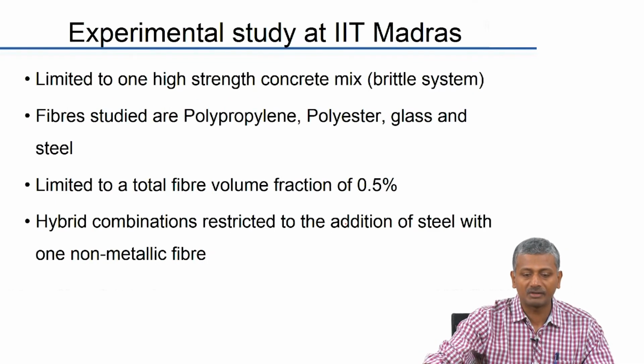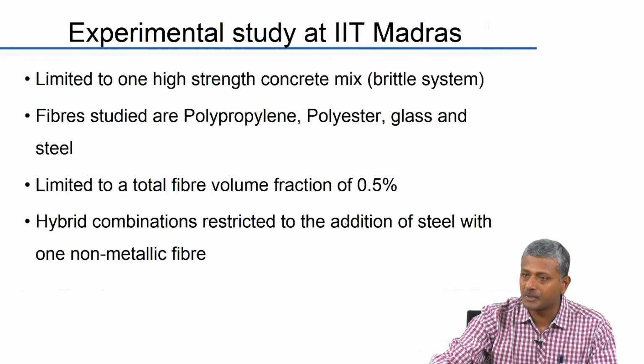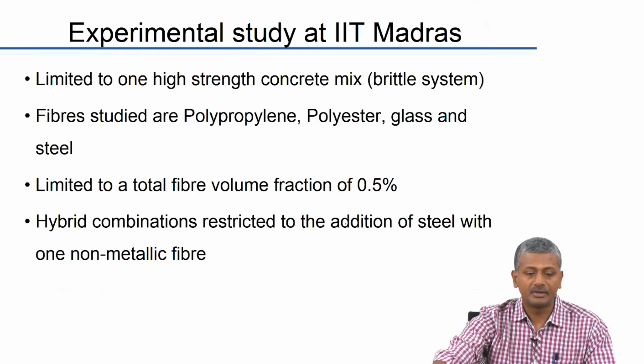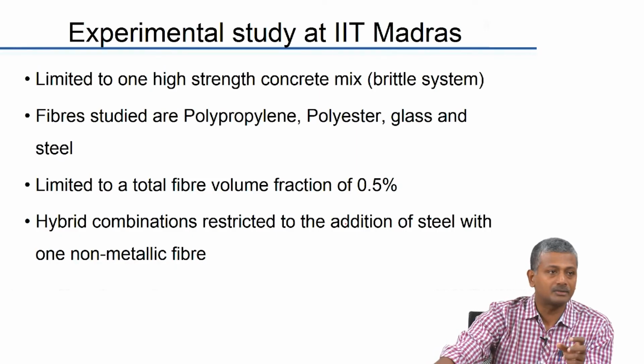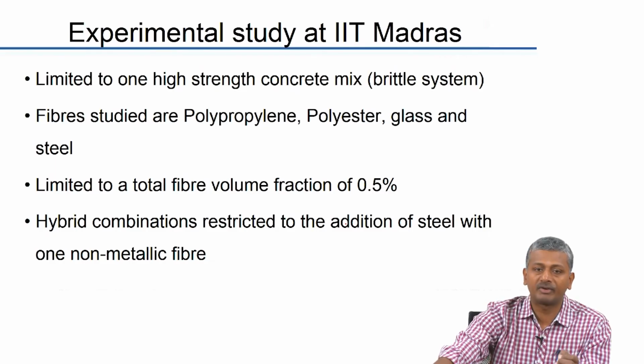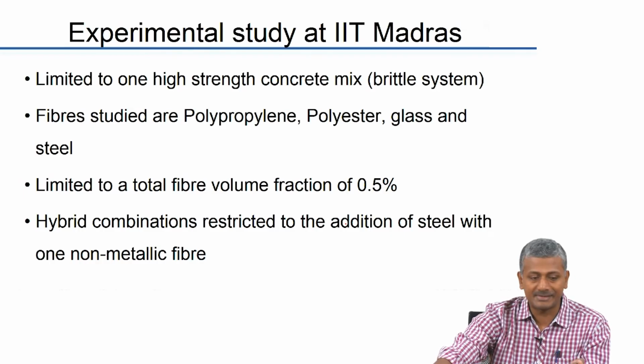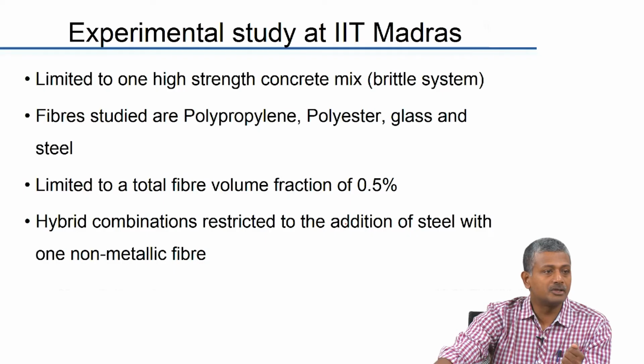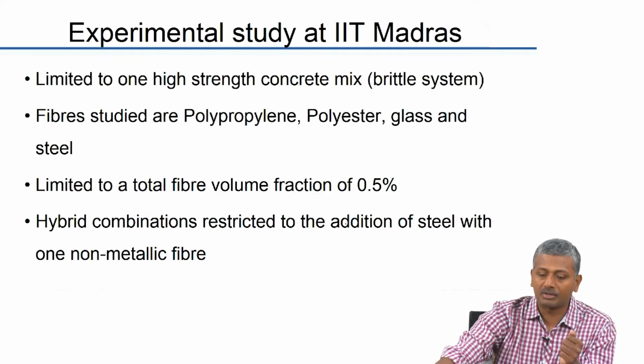So, let us look at what toughness is by an experimental study that we have done at IIT Madras. Here we try to look at how the characteristics of a brittle system like a high strength concrete were modified because of the use of fibers. The fibers used in this case included polypropylene, polyester, glass and steel, and this was limited to a total fiber volume fraction of 0.5%.